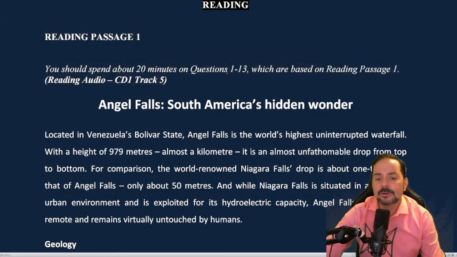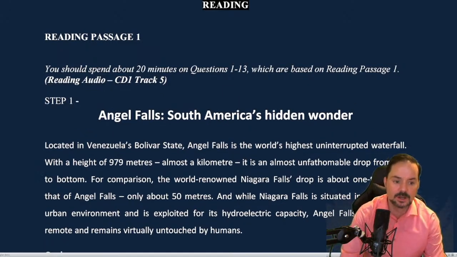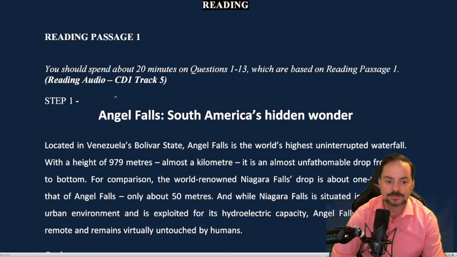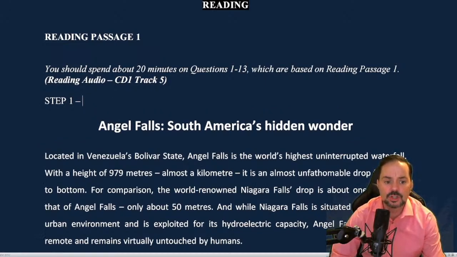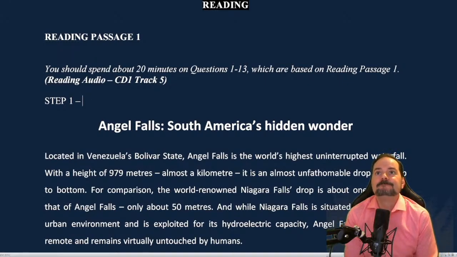Okay, so here we have our reading passage. What's the first step, students? So when we have a reading passage, what is step number 1? So what's step 1 when you're reading a passage? Okay, what should you always do? All right. So what should we do?